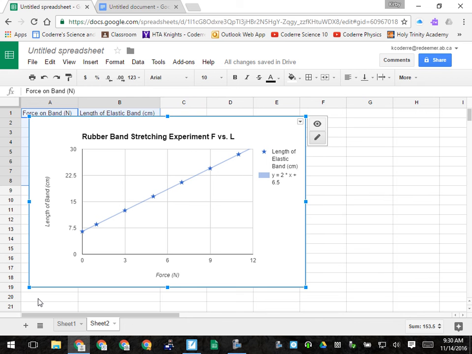The y-intercept is 6.5 on this graph. What is that telling me about the rubber band? It's 6.5 centimeters long when it's not stretched, or the unstrained length of the rubber band is 6.5 centimeters. That's what the graph is telling me. Of course, my data told me that too, but the graph is certainly saying the same thing.